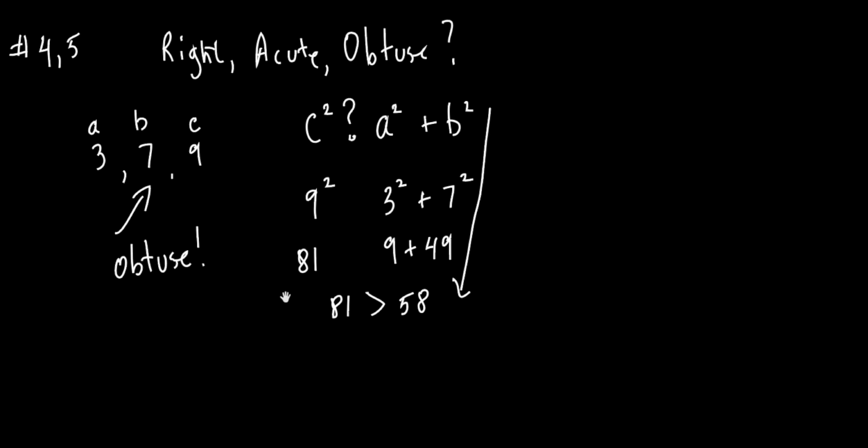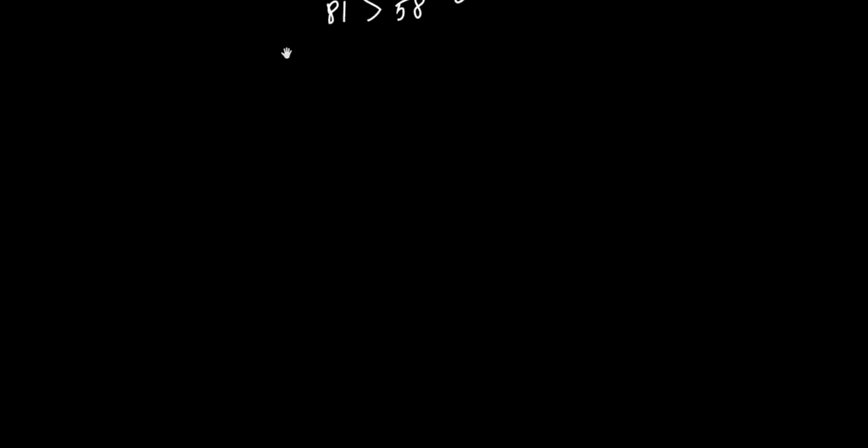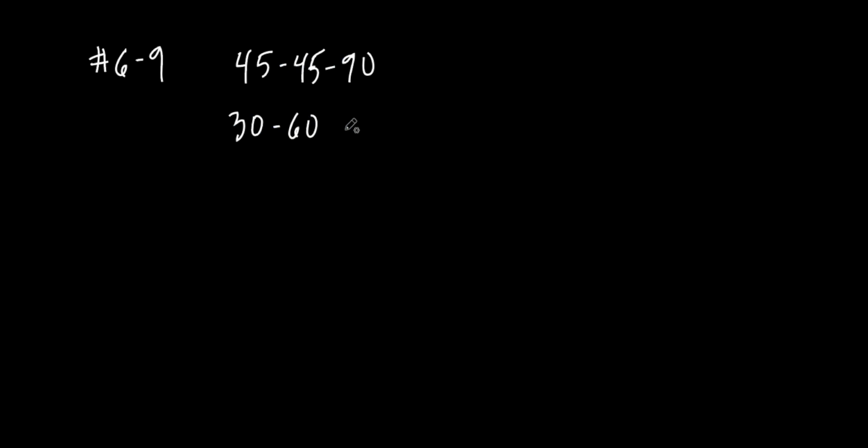All right. So I'm not really going to do any examples for the rest of it. Problems 6 through 9 are what we just finished doing. So 6 through 9 all have to do with, what do you think? 45, 45, 90. And then 30, 60, 90. We just finished doing a whole bunch of those, so I don't have to do any more examples. I give you the picture of the triangle, I tell you what side is what, and then you just have to solve.